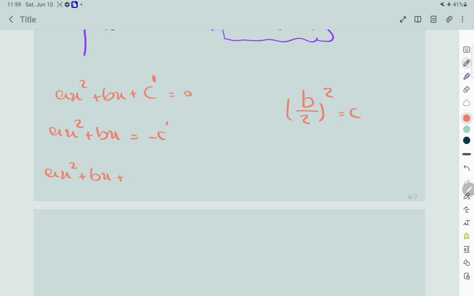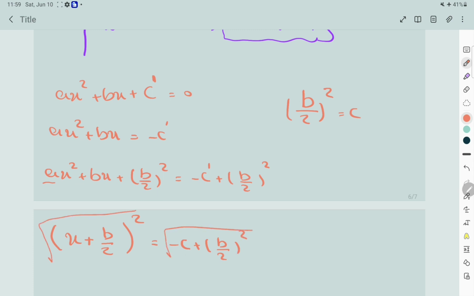So we get x squared plus bx plus b divided by 2 squared equals negative c prime plus b divided by 2 squared. Now, remember your a must be equal to 1. We get x plus b divided by 2, all squared, equals negative c plus b divided by 2 squared. And then you take the square root of both sides and solve for x.